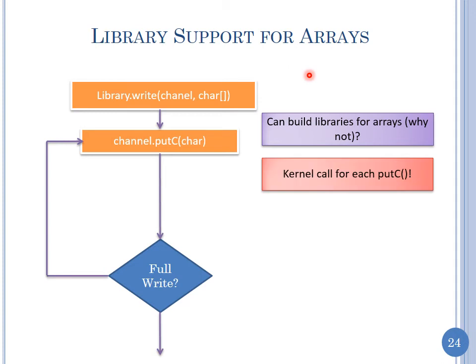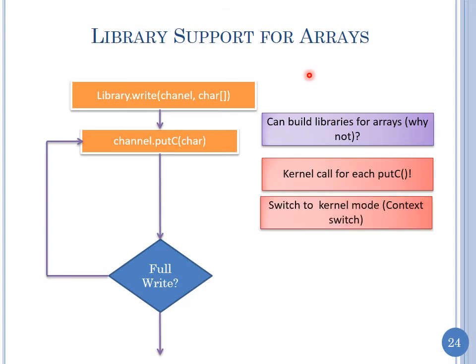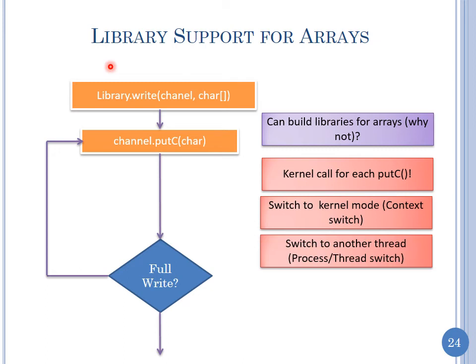So we would need to do a kernel call for each putc. So we switch to the kernel mode, and that's called a context switch. We're switching from user mode, user context to kernel context. This is to distinguish it from process or thread switch, where you go from one thread to the other. So you don't necessarily go from one thread to the other, though often operating systems say, I've got you in the kernel, let's go and switch you too.